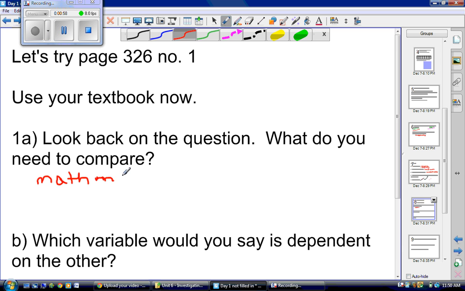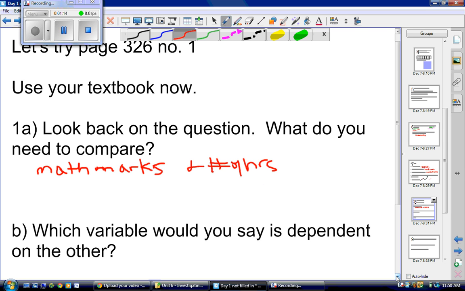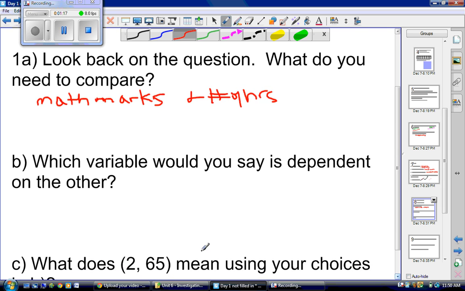Sorry about this writing, it's bad. It's getting worse too. And number of hours. Okay, so now you have to decide which one is dependent on the other. So think about it. Do your math marks change as the number of hours of TV, or do the number of hours of TV change as your math marks?